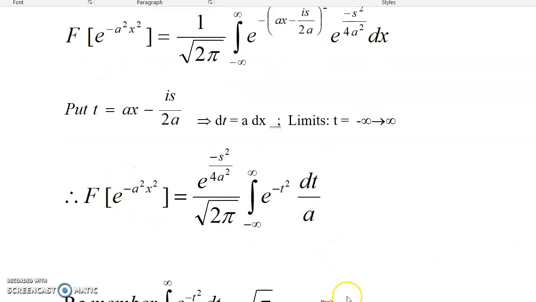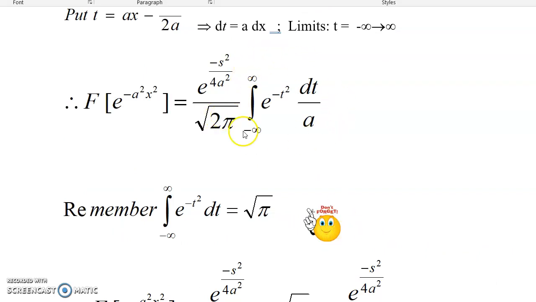In the next stage, if you look at this, there is a famous integration formula. You should remember this formula for this problem. Integral minus infinity to infinity e power minus t square dt will be root pi. So this basic integration formula, you have to make use of here. So in the place of this integration, now you can write root pi. And of course this 1 by a is a constant which we can take out of the integration.